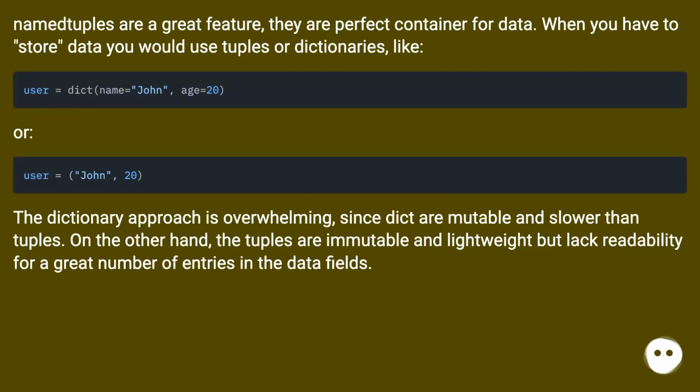Named tuples are a great feature. They are a perfect container for data. When you have to store data, you would use tuples or dictionaries, like this or this. The dictionary approach is overwhelming, since dicts are mutable and slower than tuples. On the other hand, tuples are immutable and lightweight but lack readability for a great number of entries in the data fields.